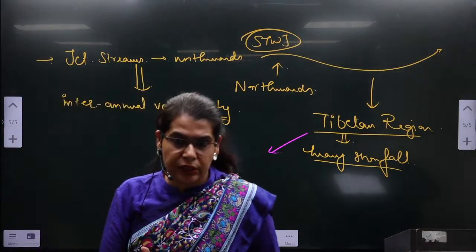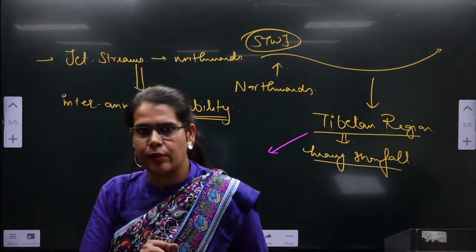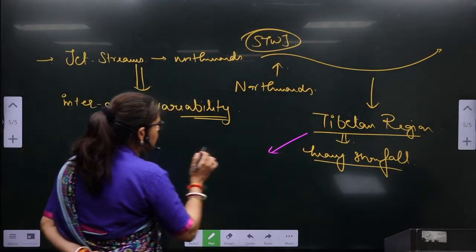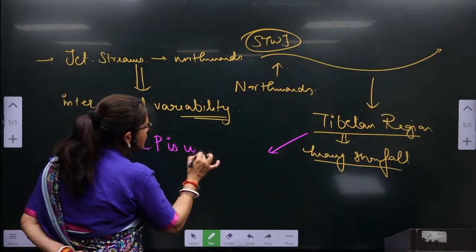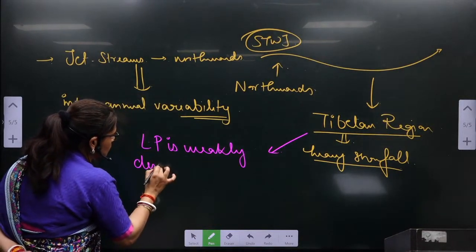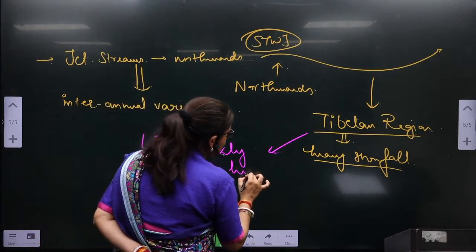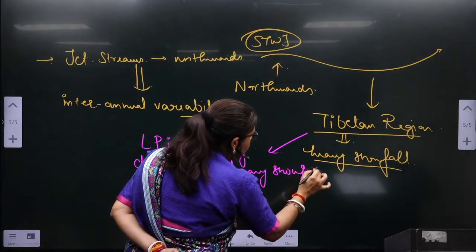Snow भी melt नहीं होता. अब जब snow melt नहीं होता तब क्या होता है? वो low pressure center is weakly developed, right? So in this particular year, the low pressure is weakly developed due to heavy snowfall during winters.